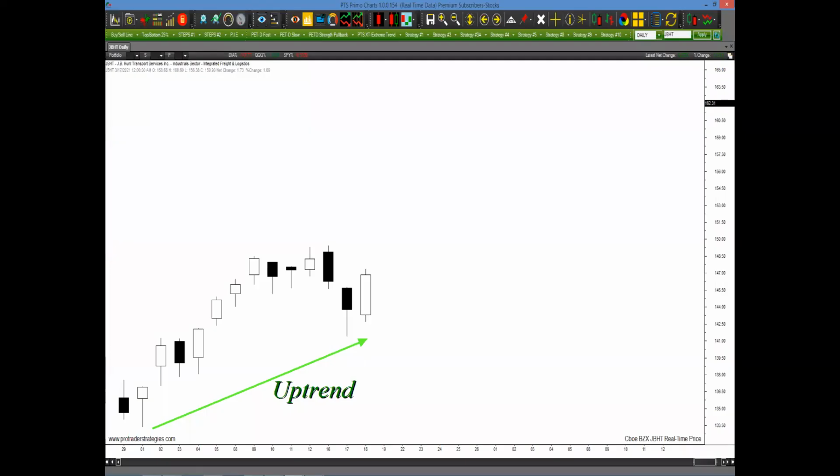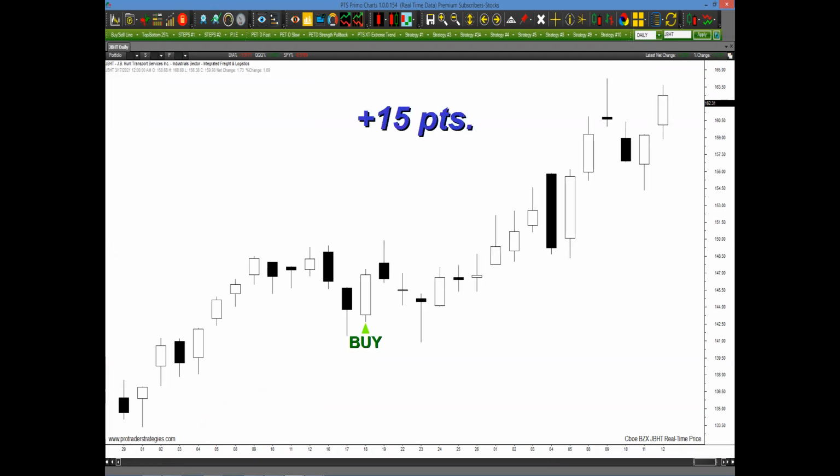All right, let's look at this example here in JBHT, JB Hunt. It's in an uptrend, right? Most traders will say, well, yeah, it's really taken off. I don't want to buy it here. It's up a little bit too high. But strategy number 5 generated a buy signal, and the stock went up another 15 points. And if you miss that, there are strategy signals generated along the way.